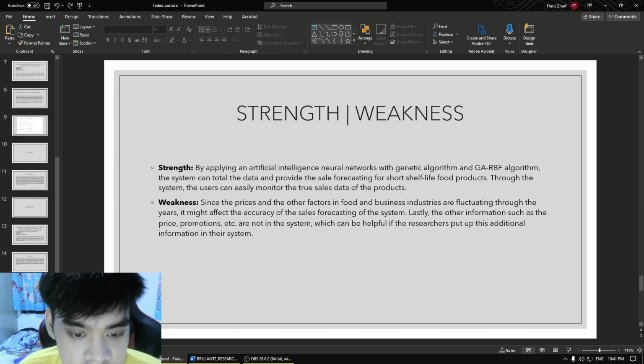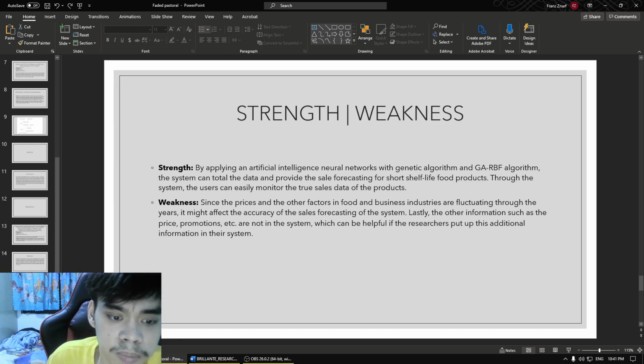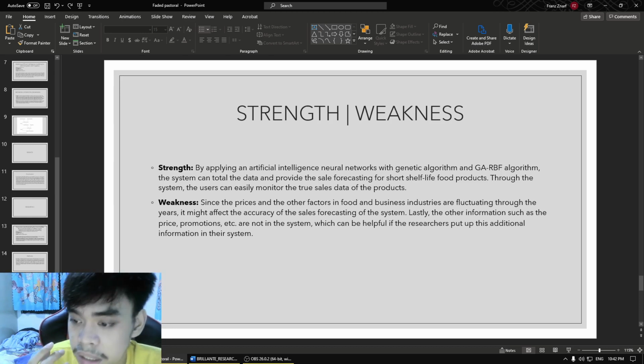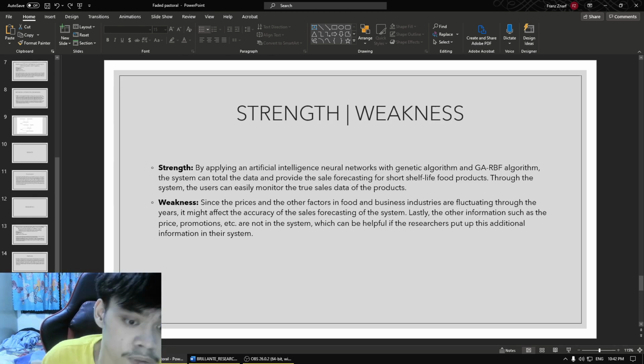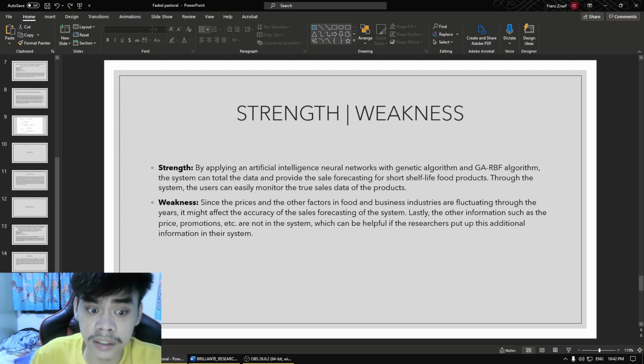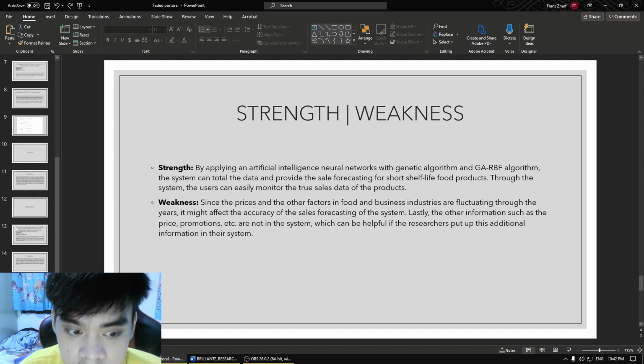Okay, so the weakness is that since the prices and other factors in the food business industries are fluctuating through the years, it might really affect the accuracy of the sales forecasting of the system. Lastly, other information is not provided in the system.